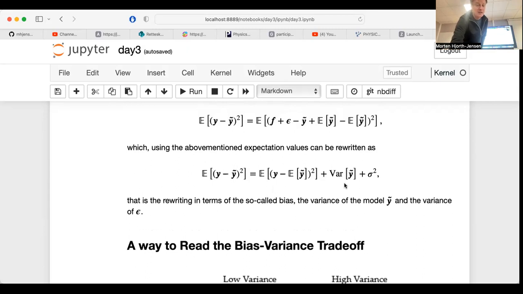But you can split it into what's called the variance of the model itself, the variance from the error, the noise which you have, and then a so-called bias, which measures the deviation from the mean value of your model and the data you want to reproduce.